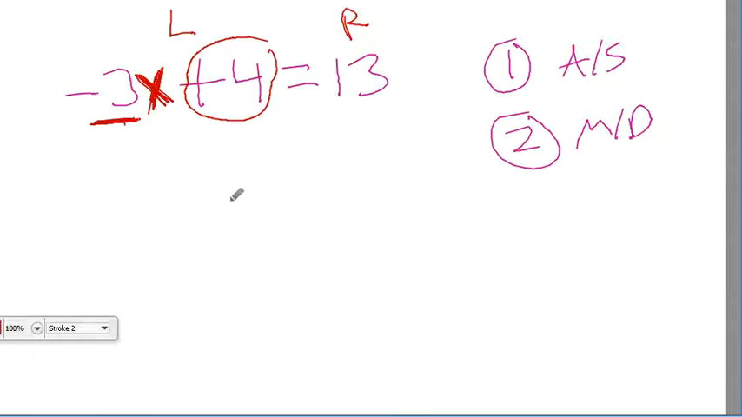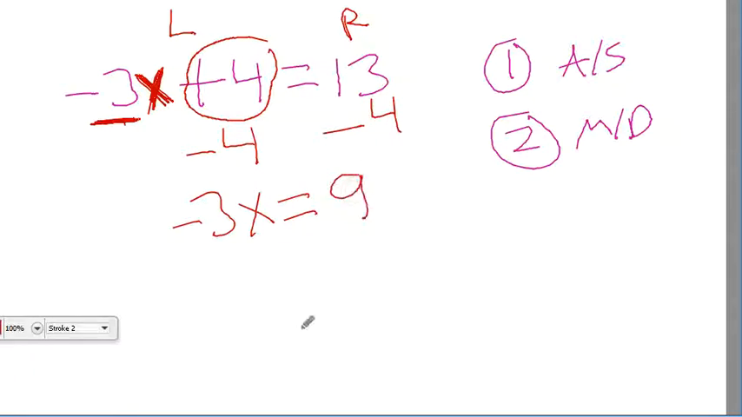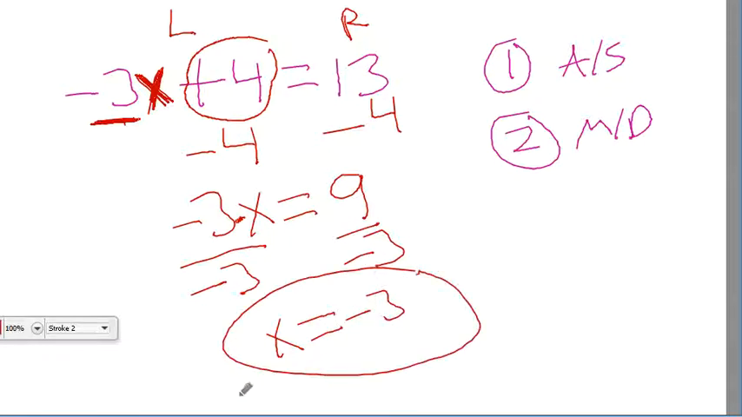So our very first step in solving this equation and isolating this variable is to get rid of the plus 4. The opposite of adding 4 is to subtract 4. So we do that on both sides, which now gives us negative 3 times x equals 13 minus 4, which is 9. From there, we're going to get rid of the multiplication of negative 3 by using division. So we divide by negative 3 on both sides. x equals negative 3. Negative 3 is our solution.